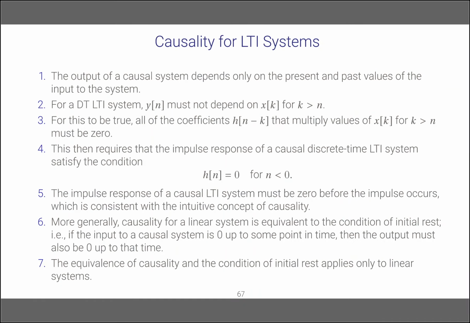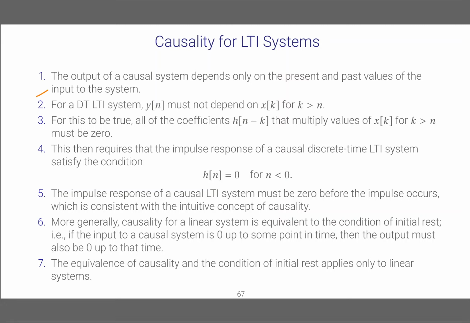Okay, now let's look at causality for LTI systems. This is an important concept. What is causality? The output of a causal system depends only on the present and past values of the input to the system. That means the system cannot anticipate future inputs. So that's a causal system and that's a practical system. For discrete time LTI systems, yn must not depend on values of xk for k greater than n.